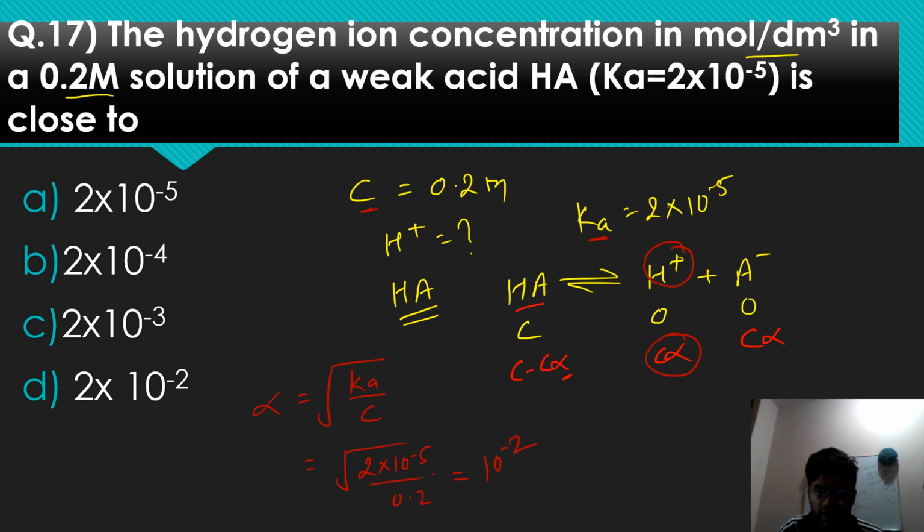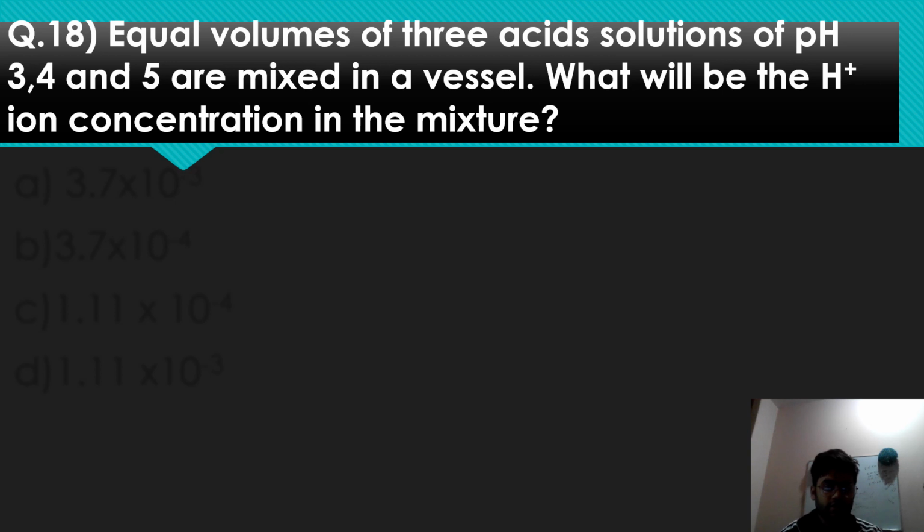So we have to calculate the H plus, that is C alpha. So H plus equals C alpha. Here the concentration is 0.2 and the value of alpha is 10 to the power minus 2. So the right answer is 2 into 10 to the power minus 3. Okay. So let us see another question.